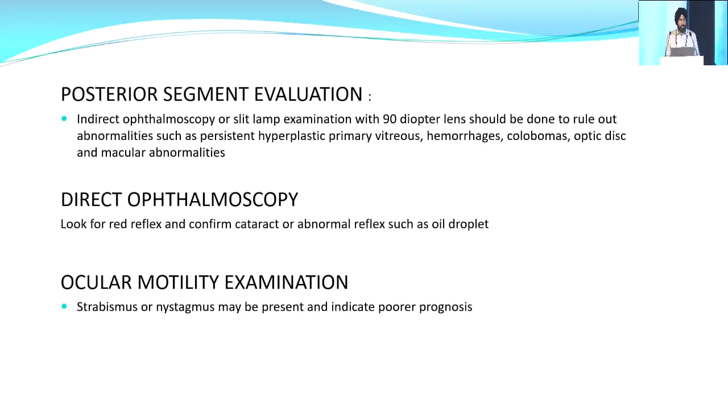Of course, distant direct ophthalmoscopy is one good thing in young children. You can just see if there's a good bright reflex, or is there some kind of an opacity in between. Ocular motility examination, very important. Unilateral cataracts usually have a strabismus. They can have nystagmus, which is again a pointer towards a poor visual outcome.